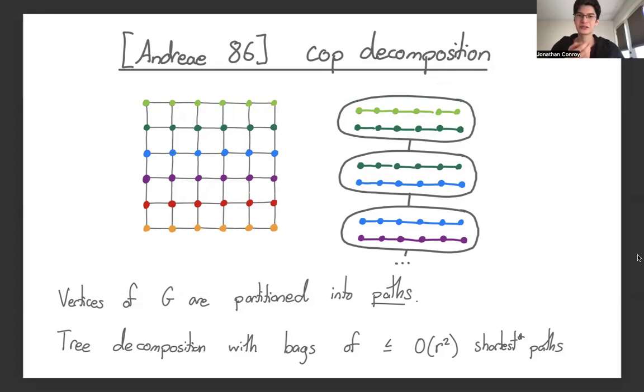Okay, and for example, in the grid, you can see this very easily. Every row of the grid is a shortest path, and so it's possible to get this tree decomposition where every bag contains the union of two rows of the grid, meaning two shortest paths in the graph.